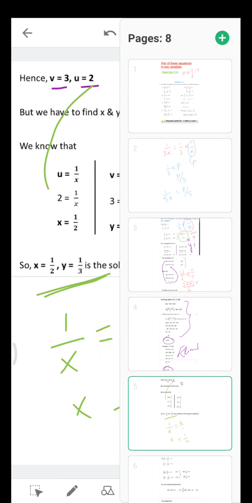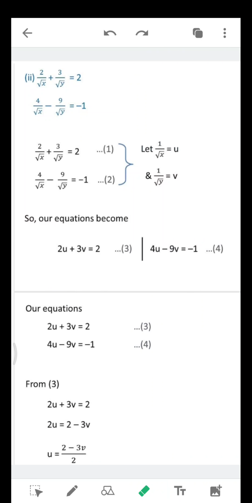Let's see the next part, second question. Now in this question also you can see there are two common things, that is root x and root y in both the equations. So we have to reduce them into pair of linear equations. So for that, again, you can just remember this 2 by root x. This 2 by root x can be written as 2 into 1 by root x, and 3 by root y can be written as 3 into 1 by root y.